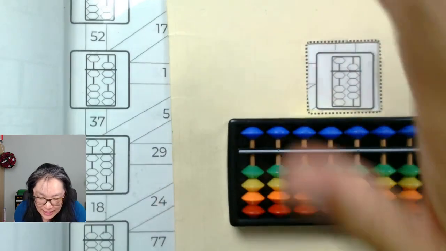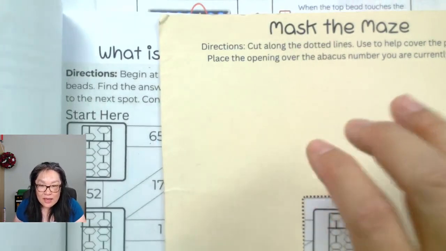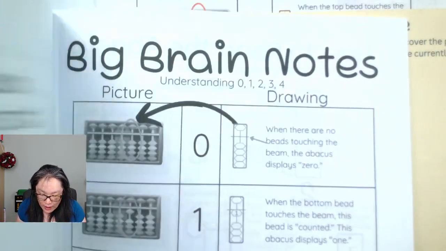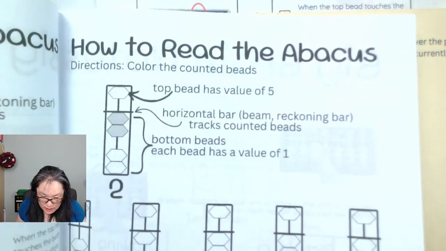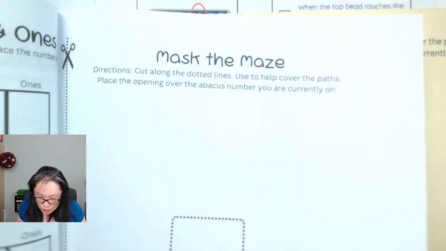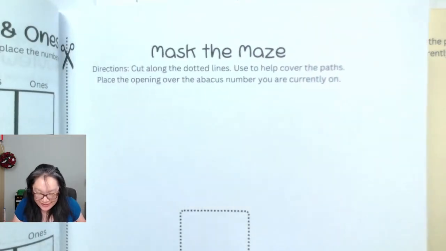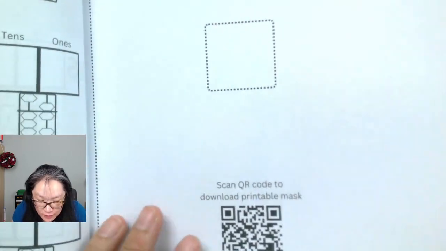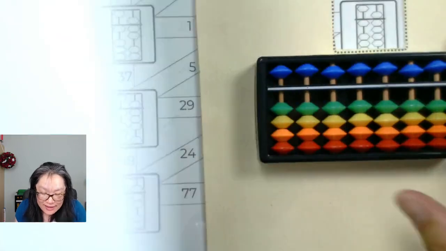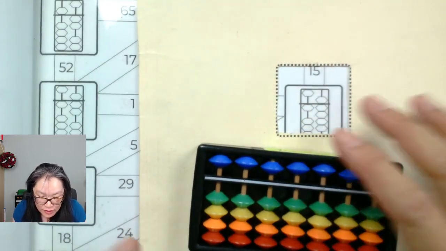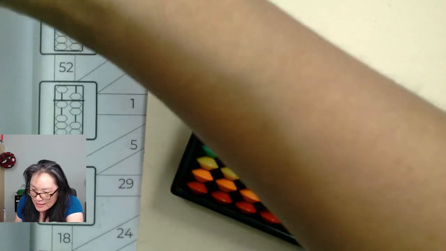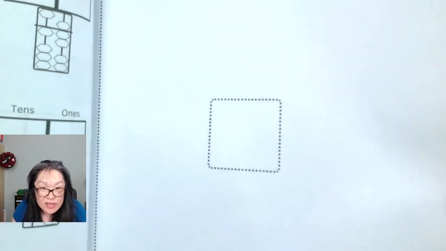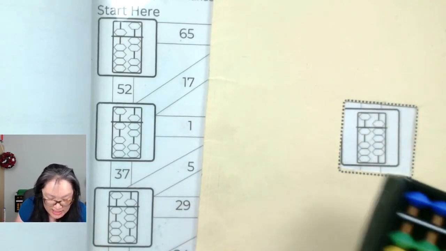And with the maze, I added a mask maze. This mask maze helps cover the path so you don't cheat. If you want to, you can download this mask maze and print it on cardstock. The reason I did that is that the paper in the book is a little thin, so you can still see the answer.